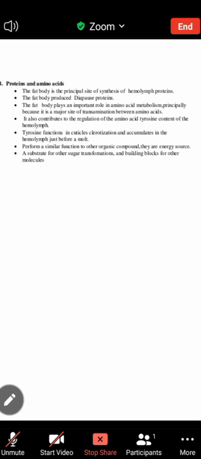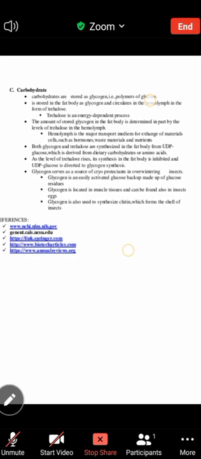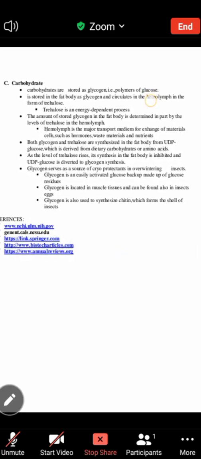So the last one is carbohydrates. Carbohydrate is stored in the fat body as glycogen and circulates in the hemolymph in the form of trehalose. Trehalose is an energy-dependent process or an instant source of energy.